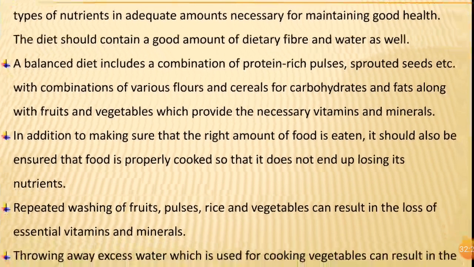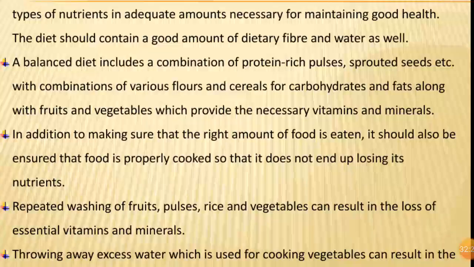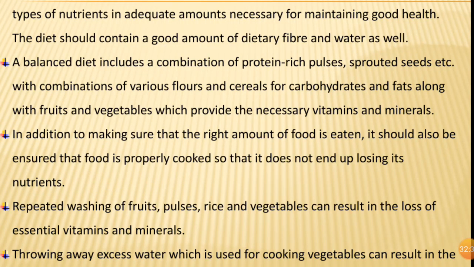A balanced diet includes a combination of protein-rich pulses, sprouted seeds, etc., with a combination of various flours and cereals for carbohydrates and fats, along with fruits and vegetables, which provide the necessary vitamins and minerals. Everybody understand?